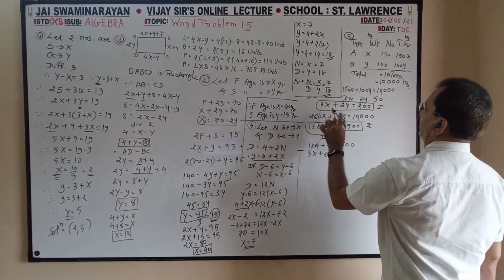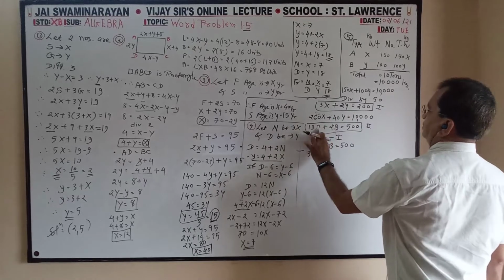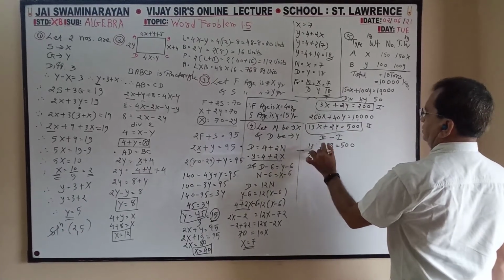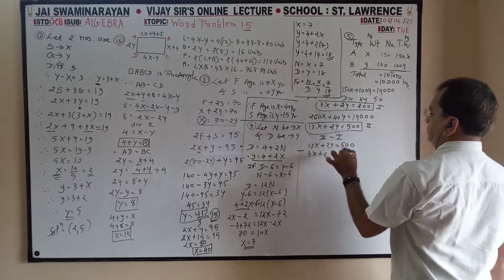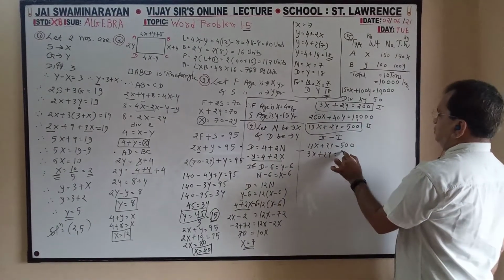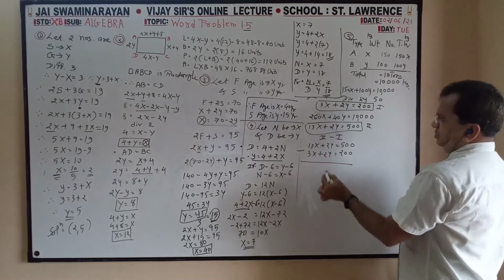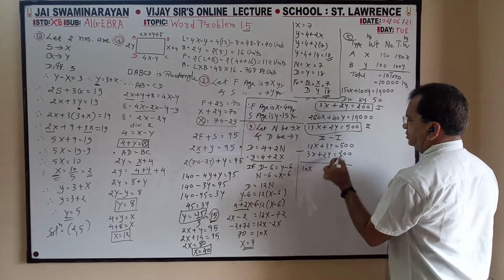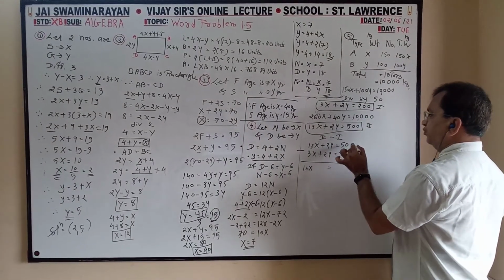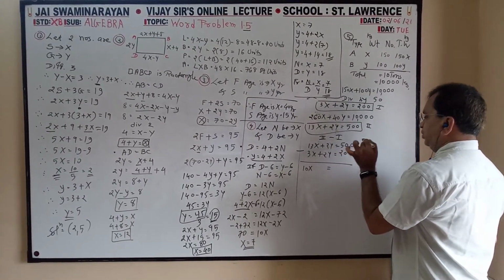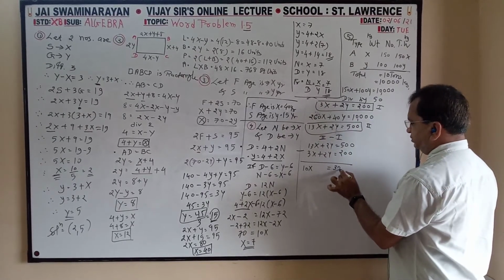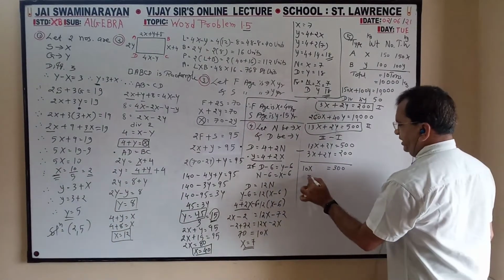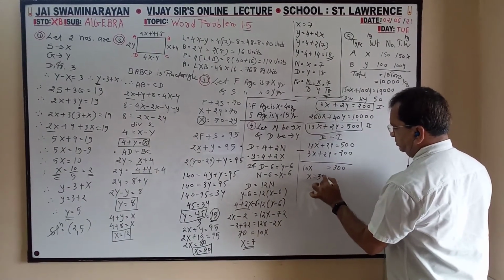13x plus 2y is equal to 500, minus 3x plus 2y is equal to 200. So 13 minus 3, that is 10x. 2y minus 2y, 0. 500 minus 200, that is 300. Remove 0, 0, divide by 10. So you will get x is equal to 30.